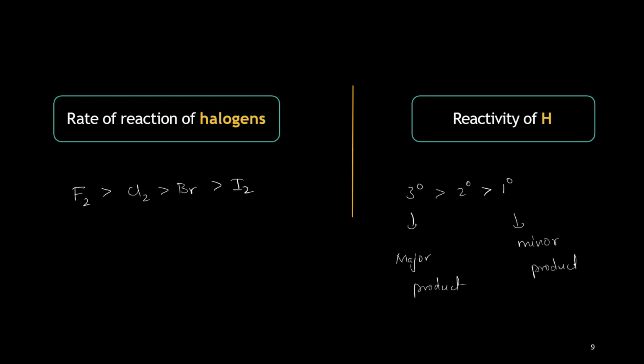So we'll be seeing two conditions. One is whether we are using chlorine or fluorine or bromine or iodine. If the reaction happens with chlorine or bromine, which one will be formed more? Chlorine will be formed more because the reaction with chlorine is faster. And if it is given with tertiary, secondary, primary carbon, the major product will be from the tertiary carbon, and the minor product will be from the primary carbon.